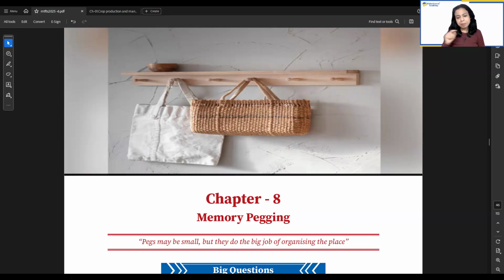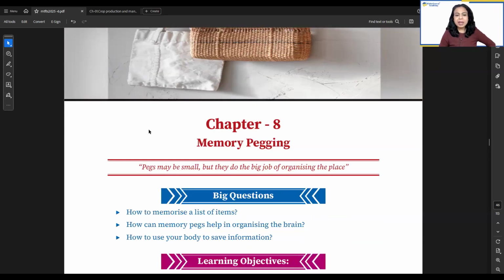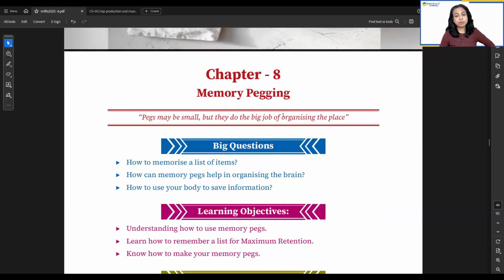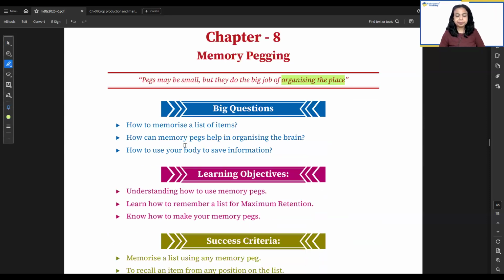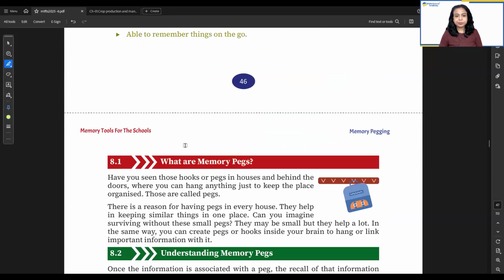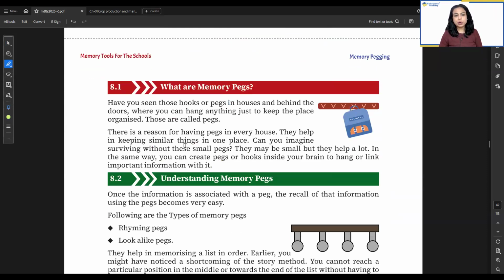What are memory pegs? Memory pegs are again something like that. We will create magnetic hooks inside our brain. So like a magnet, I can stick any information to that and I will be able to remember it. Okay. How? We will see. Pegs may be small, but they do the big job of organizing the place. And that's what memory pegs are going to do for us. They will help us organize the place. How? So we've understood what memory pegs are.